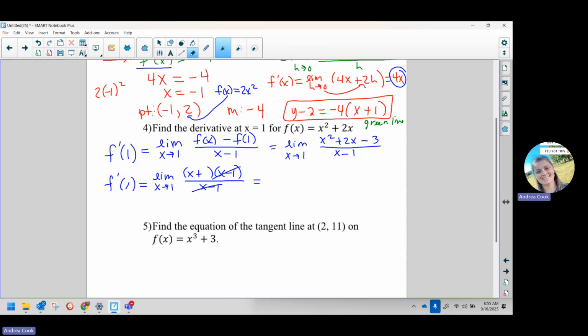Thank you for paying attention. X plus 3, x minus 1, is that better? Yes. Okay, but the x minus 1's cancel. Now when I plug in 1, what do I get? 4. So the derivative of f at 1 is 4. What does that mean? If I graph that function at 1 and draw a tangent line, the slope is 4.